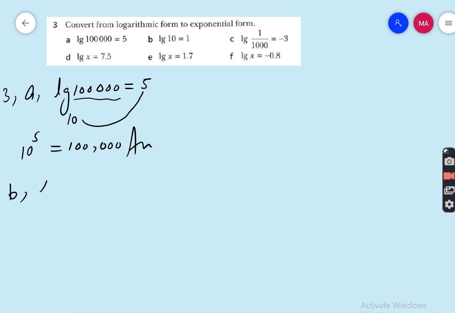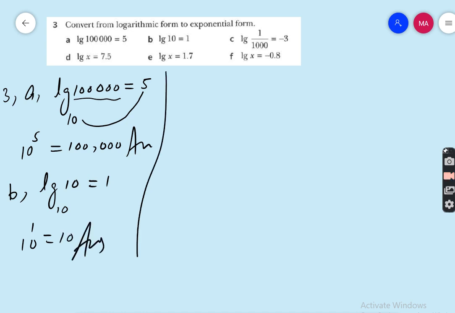Part B, lg 10 is equal to 1. So base 10, it means 10 power 1 is equal to 10. Answer. Come to part C. Part C is log of 1 upon 1000 is equal to minus 3.